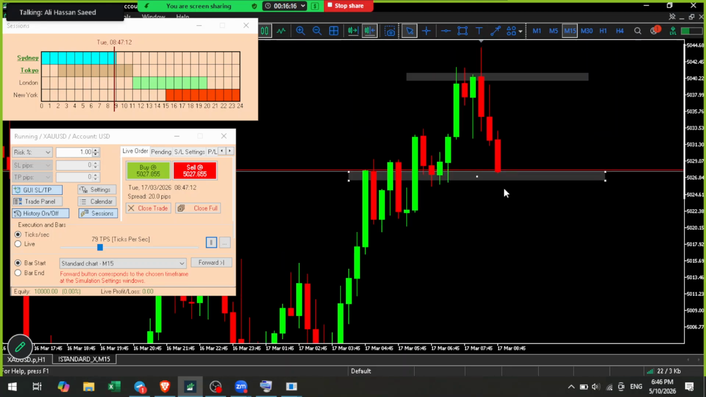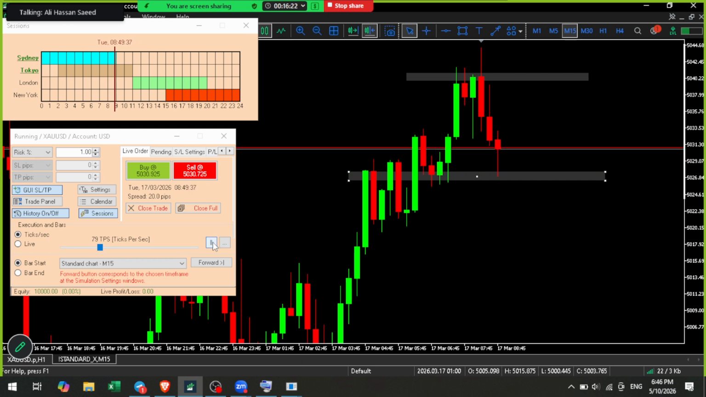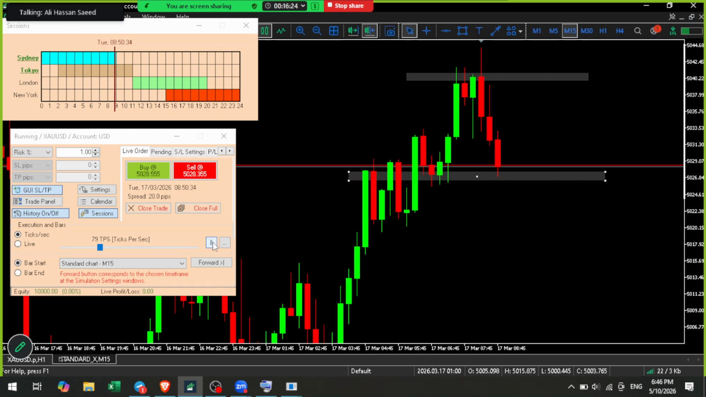Let's see how it goes. So it is pushing down, no confirmations, would have sold but we did not. So pre-London is about to approach in 10 simulation minutes. Let's see how that candle closes.